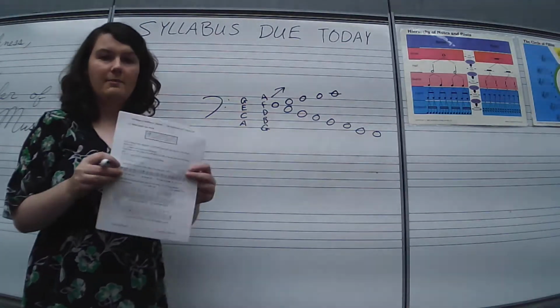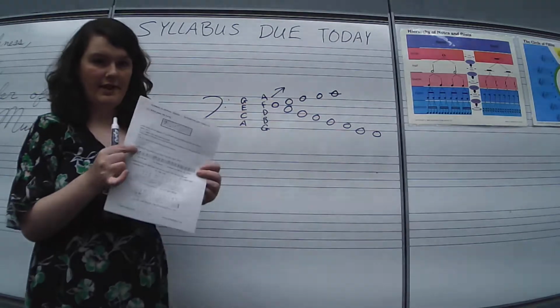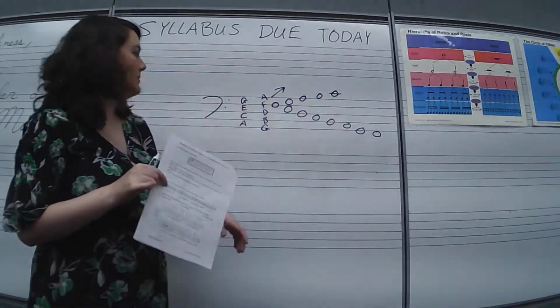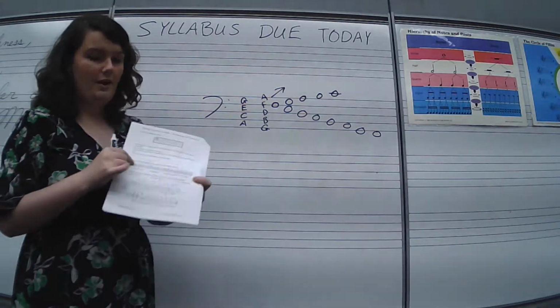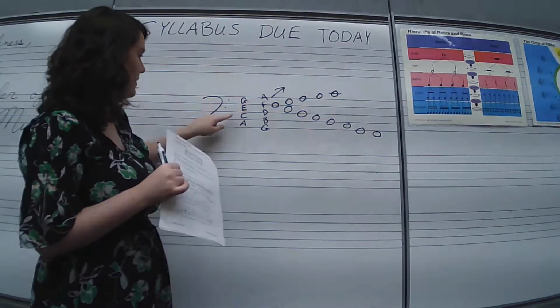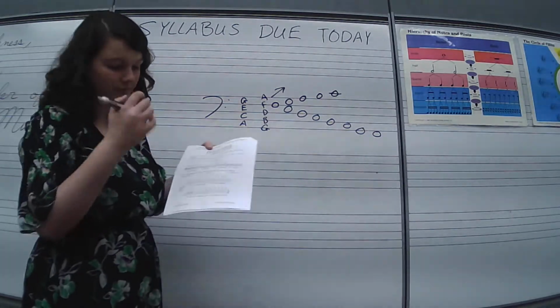So you're going to do the same thing you did with the treble clef. You're going to find the notes and identify the note names. So this first one is in the top space. Top space is G. So you're going to put a G there. Next one is in the third space. 1, 2, 3. Third space is E. You're going to put an E there.